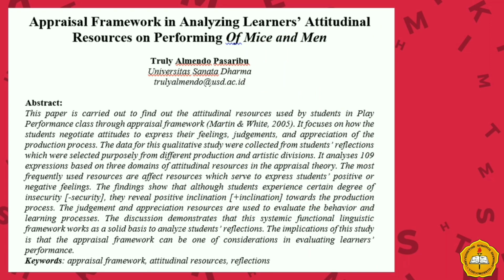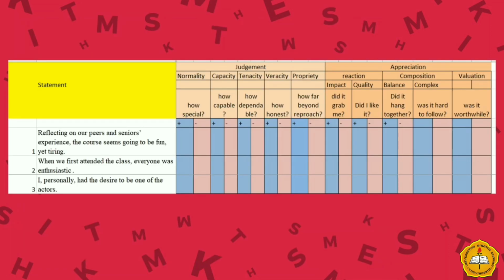The next one is an example of qualitative content analysis. The researcher analyzed the data based on systemic functional linguistics, specifically the appraisal system. It discussed the attitudinal resources found in the text. And this is an example of a coding sheet. So we have the categories and questions to categorize the data.